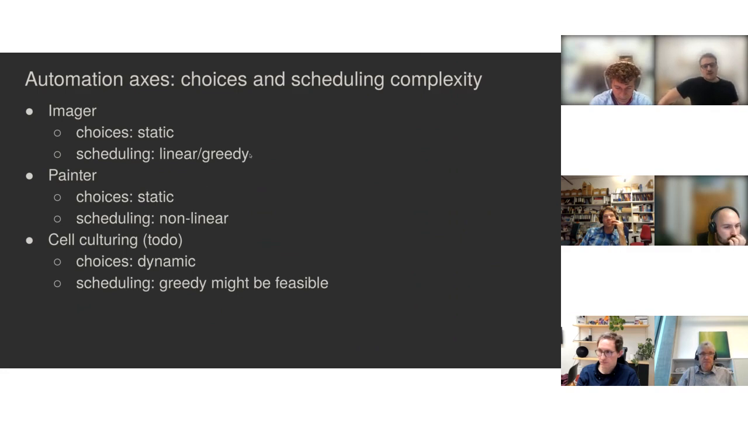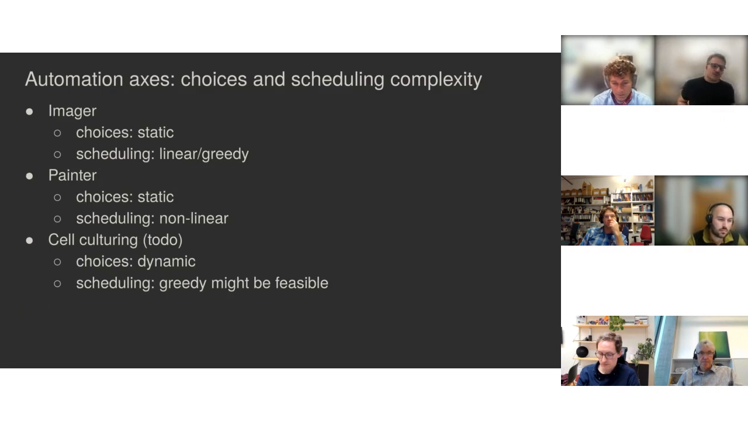And then for the scheduling for the imager, you could do just a linear or greedy scheduling, which just does steps after each other. But for the painter, that's when we have this non-linear, tricky delay situation to meet all these deadlines for incubation. And then for cell culturing, I don't really know. It might be feasible to just use linear or greedy scheduling, or you might actually need to do something more complicated.